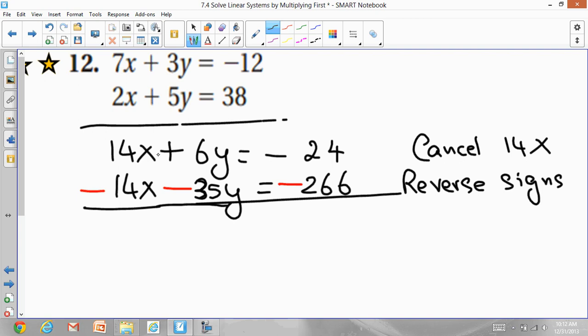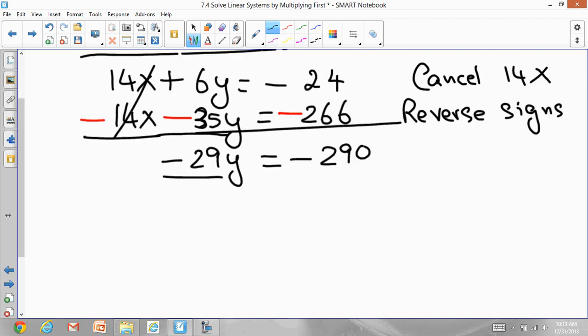So now you can cancel 14x, negative 14x cancels. Positive 6, negative 35 gives you negative 29y. And negative 266 combines with negative 24 to give you negative 290. This is your one-step equation. Divide by negative 29 on both sides. Cancel, and you get y equals 10.